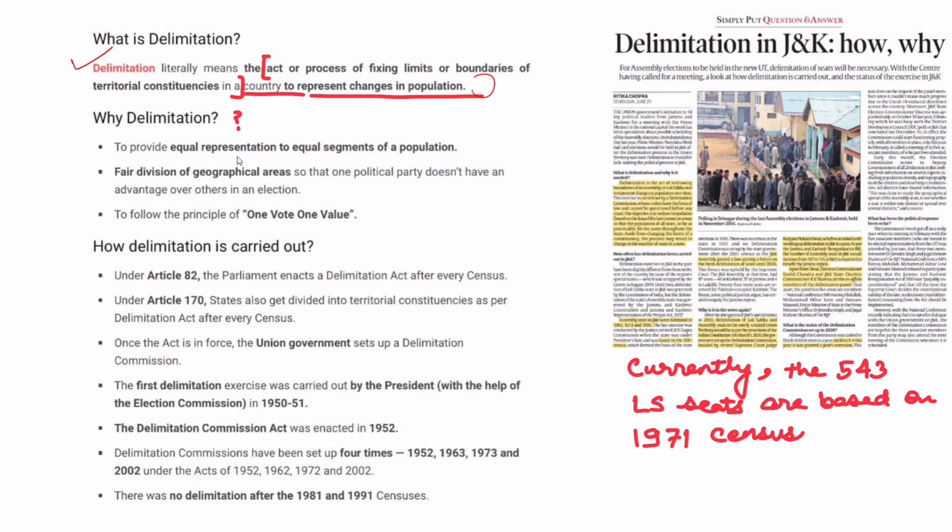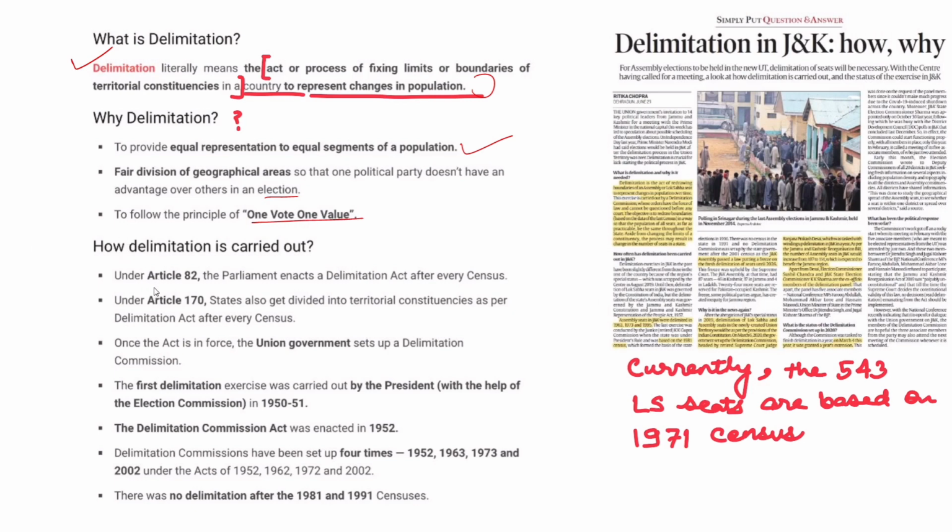To provide equal representation to equal segments of a population, fair division of geographical areas so that one political party doesn't have an advantage over others in an election, and to follow the principle of one vote, one value. Let us look at how delimitation is carried out.